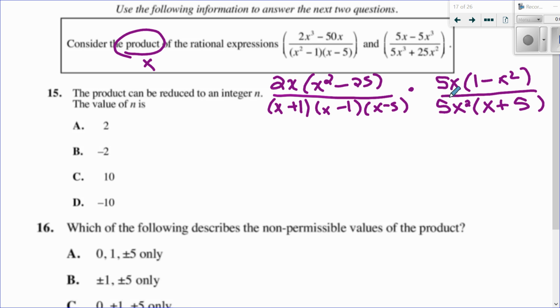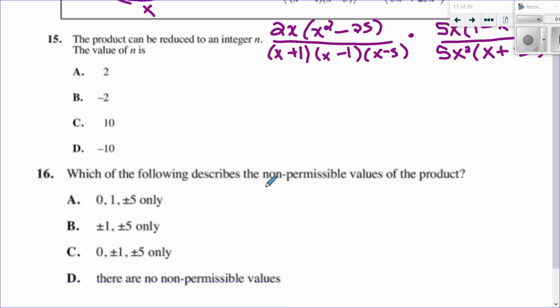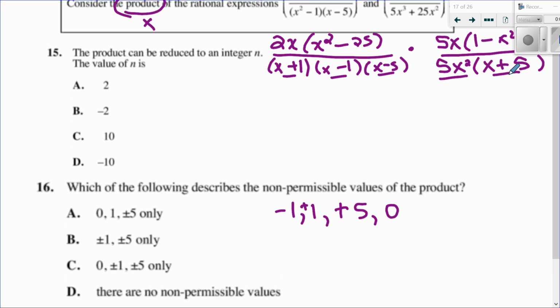So before I go any further, let's do our non-permissible values, which is in number 16. So the non-permissible value of a plus 1 is a negative 1. The non-permissible value of a negative 1 is a positive 1. Non-permissible value of negative 5 is positive 5. Non-permissible value of a monomial is 0. And then the non-permissible value of plus 5 is minus 5. So putting this all together, it looks like 0, a positive and negative 1, a positive and negative 5. So looking at that, that would be option number C.